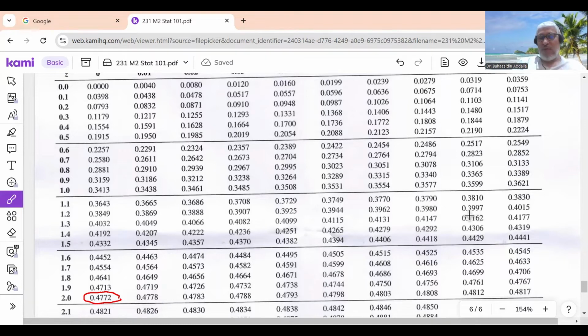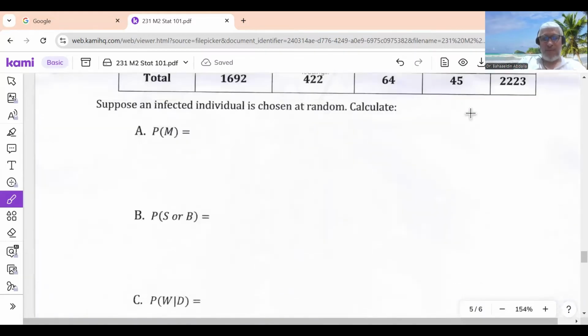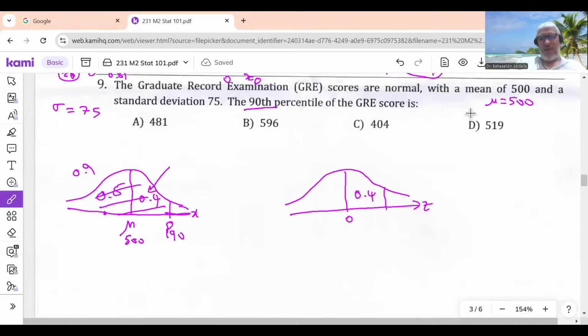Well, I have in here 3997. This is very close to 0.4. And this one is 0.15 higher than 0.4 by 15, but this is less than 3 out of 10,000. So this is the area I need. So 1.2, that's the value of Z, and here we have 8. So Z is 1.28. So the 90th percentile is 1.28.